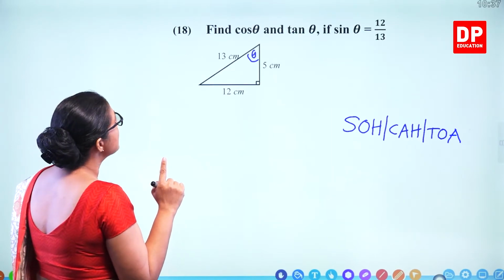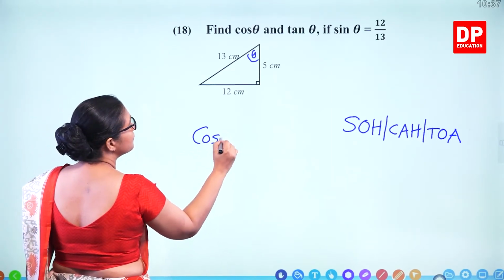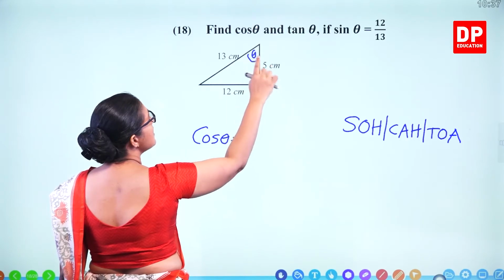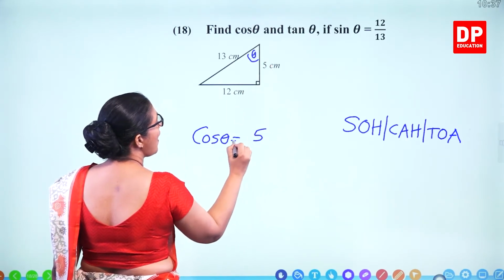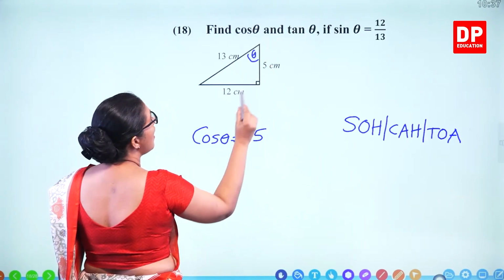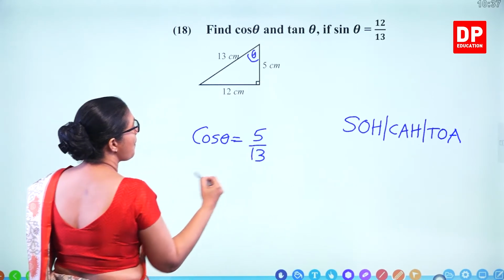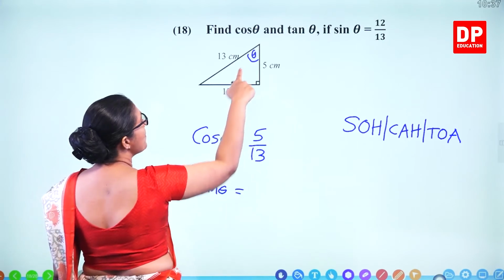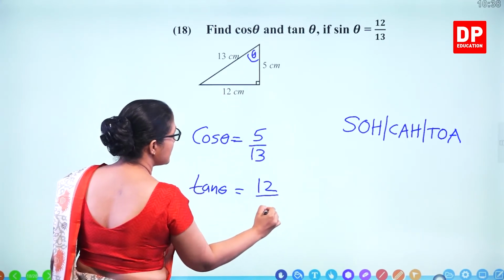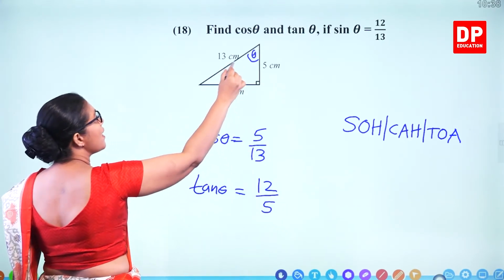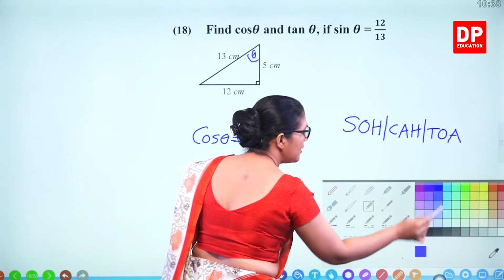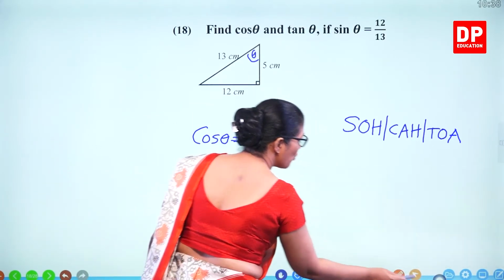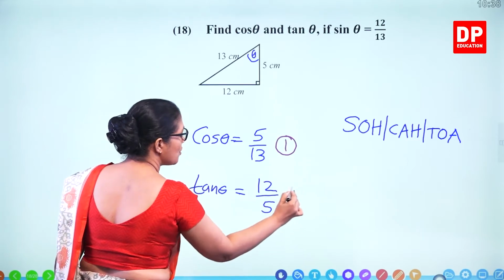So what is cos theta? Cos is adjacent. Now adjacent is 5 over hypotenuse, that's 30. What's tan theta? Opposite is 12, adjacent is 5. So if you can identify the correct angle here, you can write down the ratio. So 1 mark each.